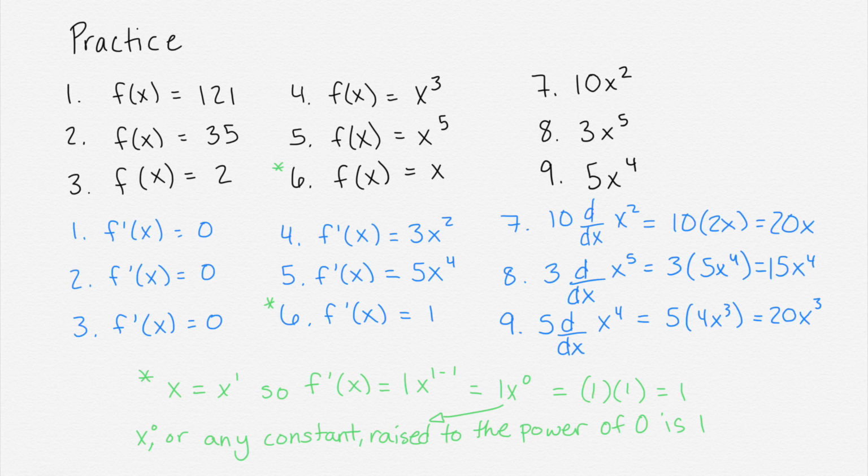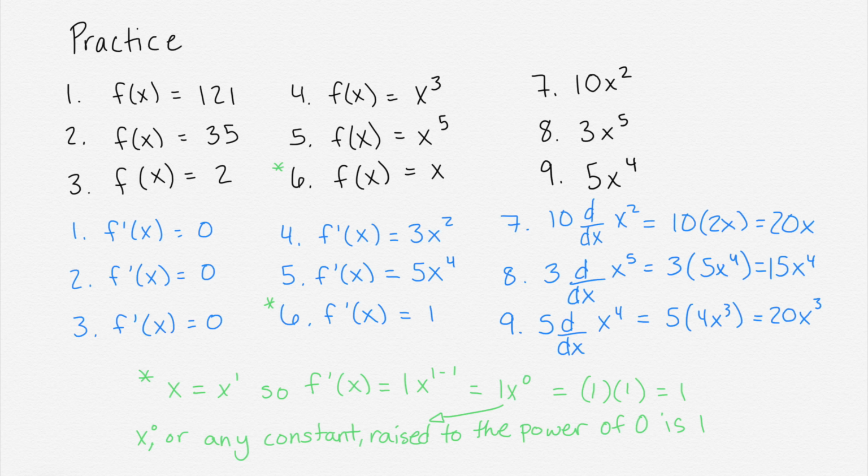Here are the answers to those practice problems. Note that the case of x in problem 6 is a little tricky. First, you have to realize that x is the same as x to the power of 1. Then, use the power rule to get 1 times x to the 1 minus 1. 1 minus 1 is 0, so now we have 1 times x to the 0. And finally, we have to recognize that anything to the power of 0 is actually just 1.